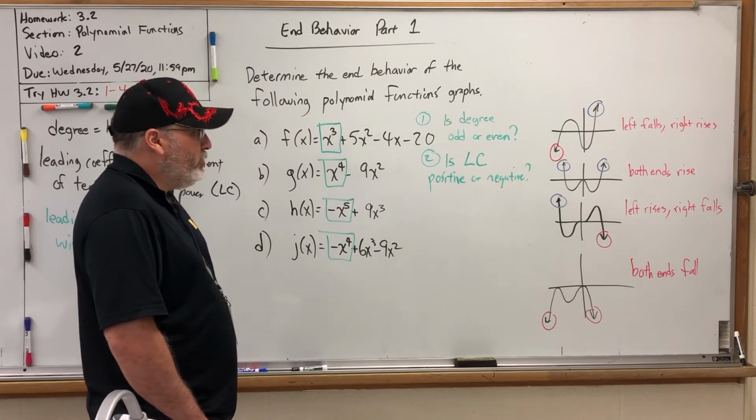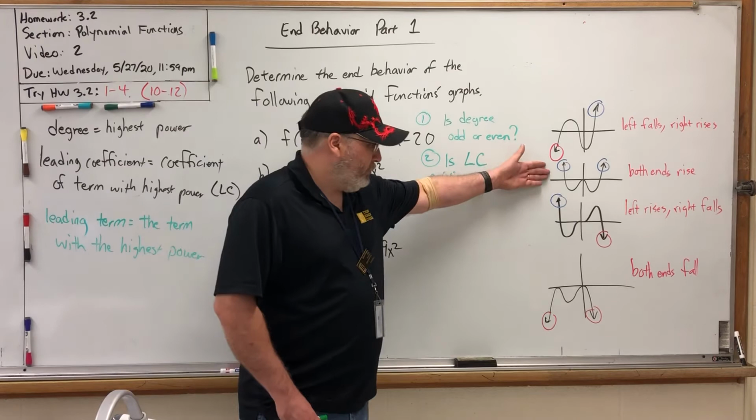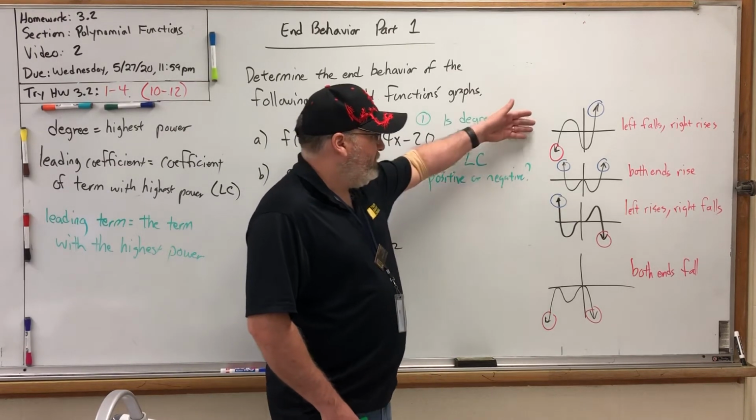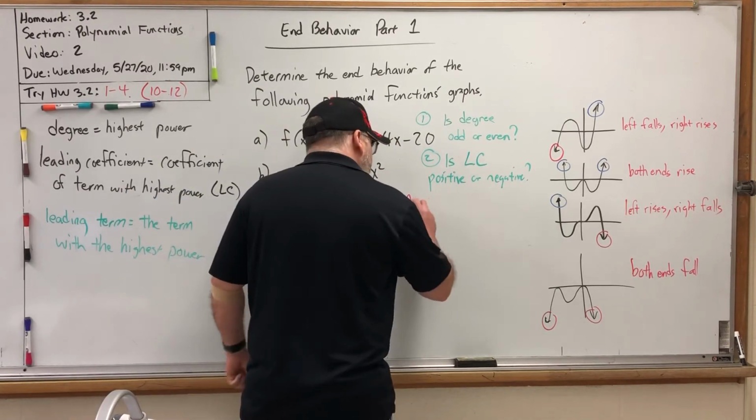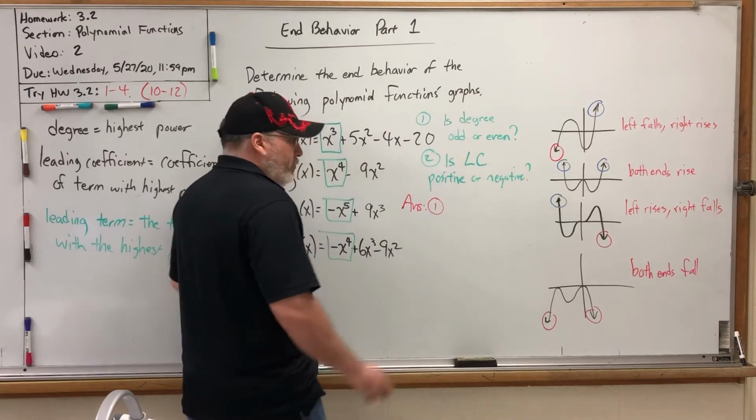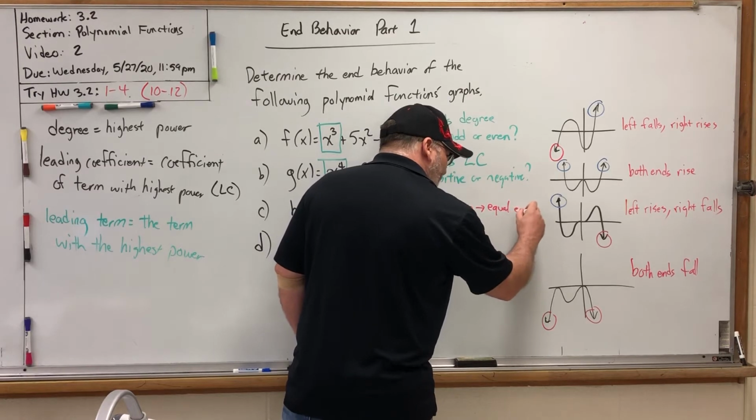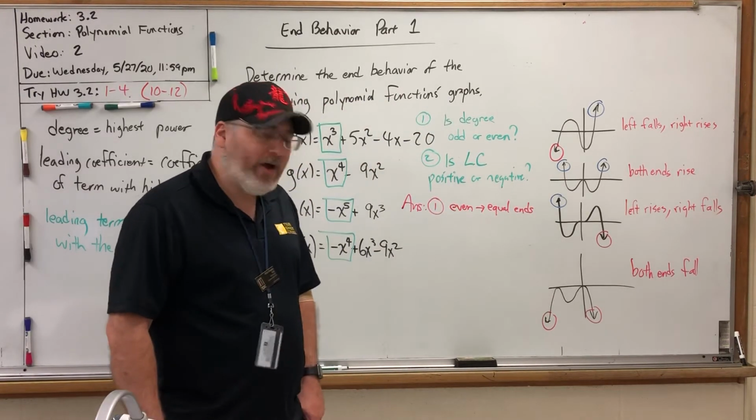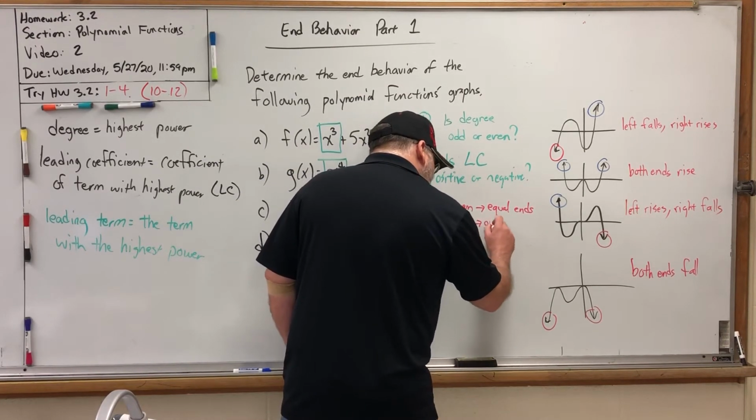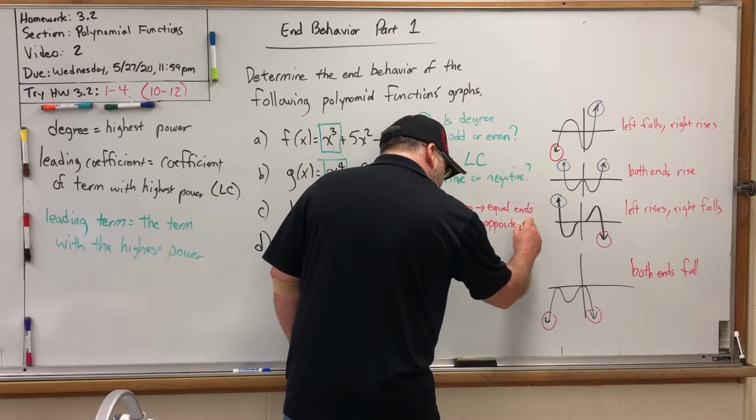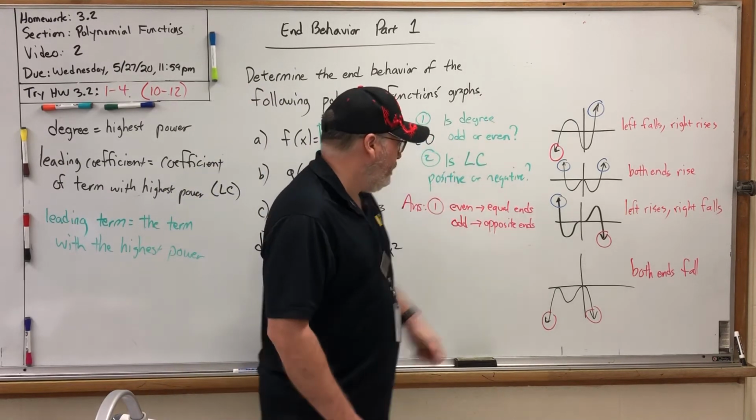So, if the degree is even, the ends will be equal. They'll either both rise or they'll both fall. And if the degree is odd, then the ends will be opposite. So that's good information. So let's say this. If the degree is even, that means that we have equal ends. And what I mean by equal ends is that they point in the same direction, so either both rise or both fall. And if the degree is odd, that means you have opposite ends. Meaning that one rises and one falls, such as here and here.